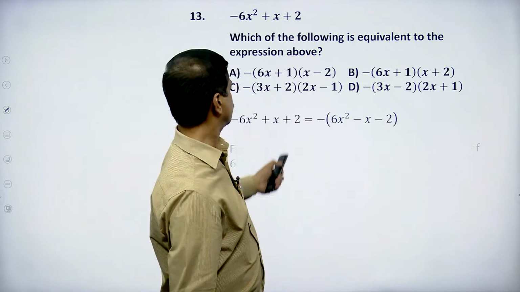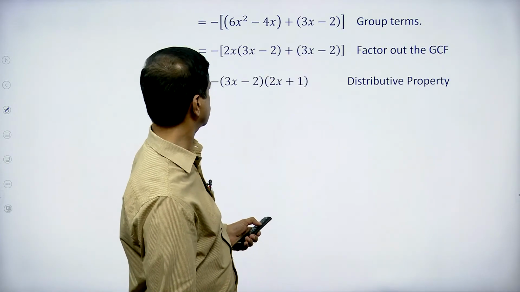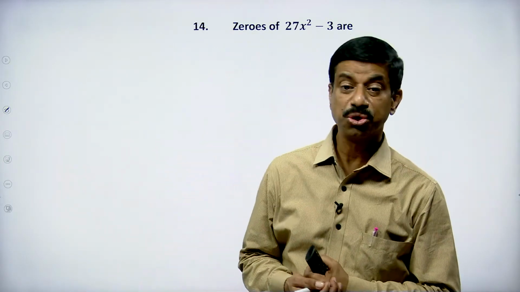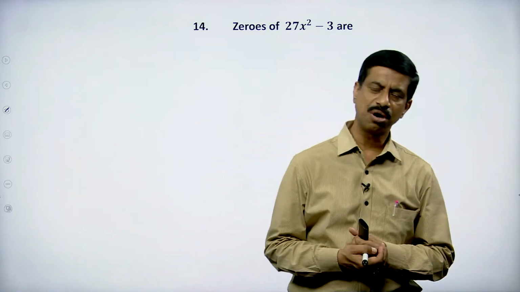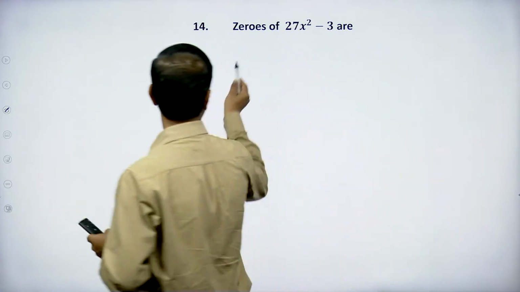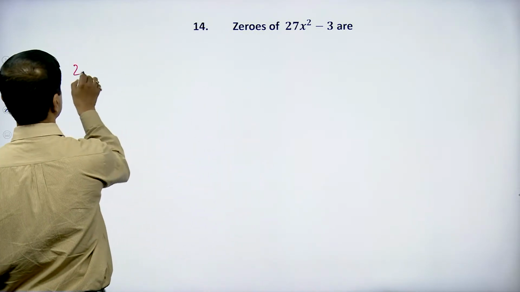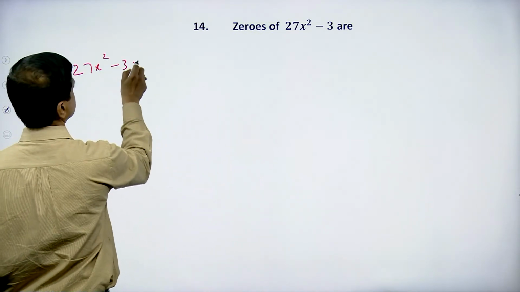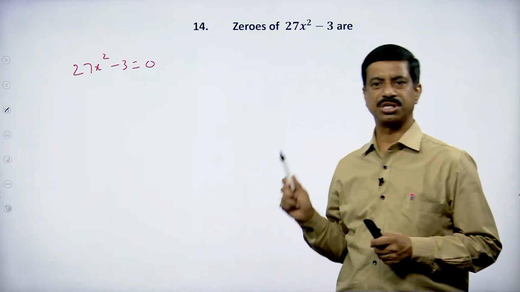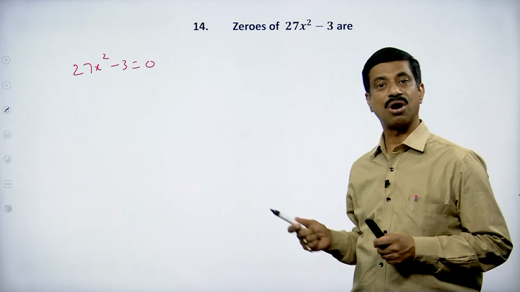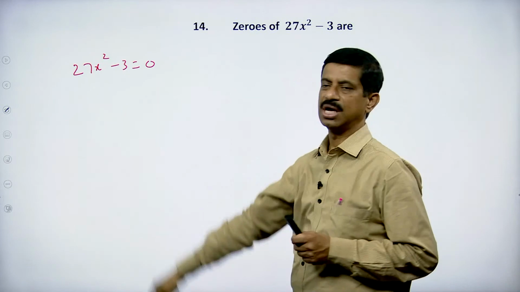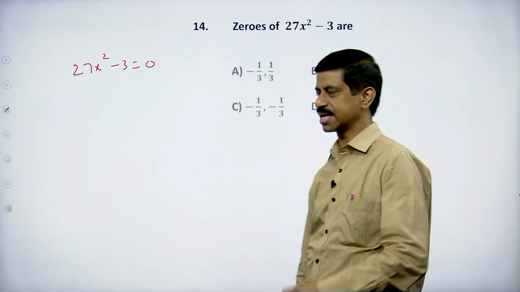Which of the following is equivalent? Again, this is homework, so let's not waste our time here. Zeros. Now, what is meant by zeros of a quadratic equation or polynomial? Whatever it is, it's the same. Zeros means nothing but the values of x for which that given equation becomes 0. The values of x for which that given equation becomes 0 are called zeros of that particular equation. So as this is a quadratic equation, I am asking you to find the zeros of the quadratic equation.